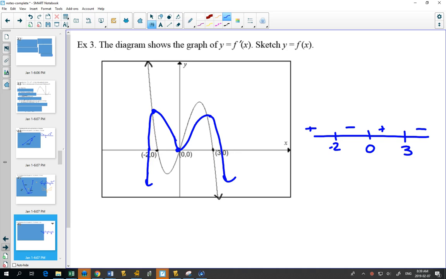What does that tell me about my original graph? My original graph needs to be increasing, then decreasing, then increasing, then decreasing. What we don't know is how high these points go. How low this point goes. We don't know that. We could have this whole graph shifted up and down, and it would still be the right answer. Okay?